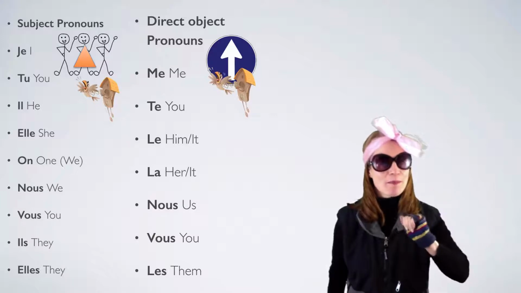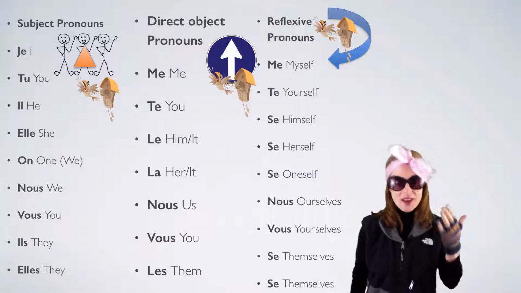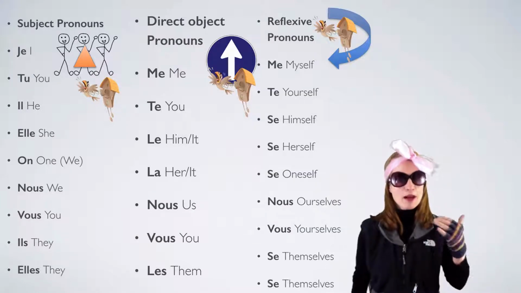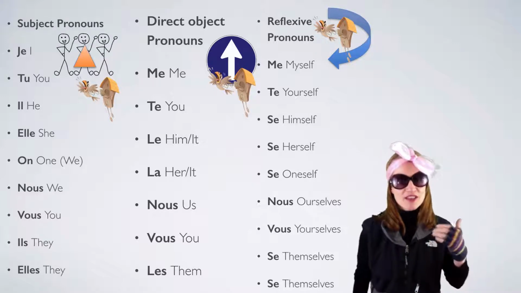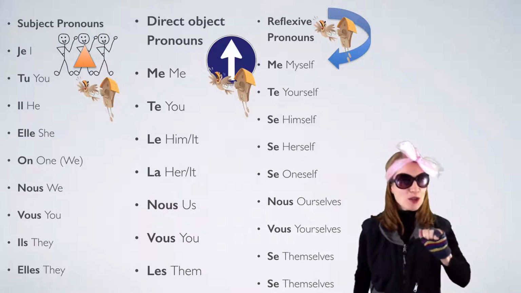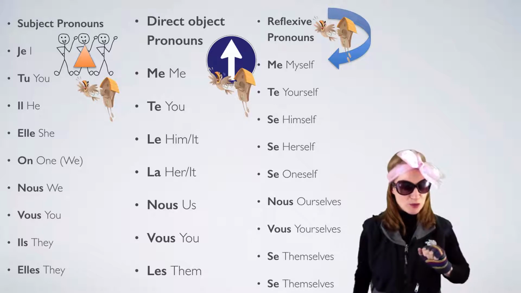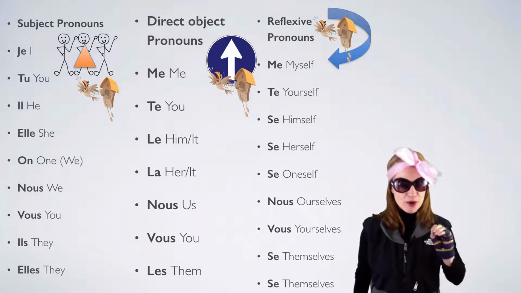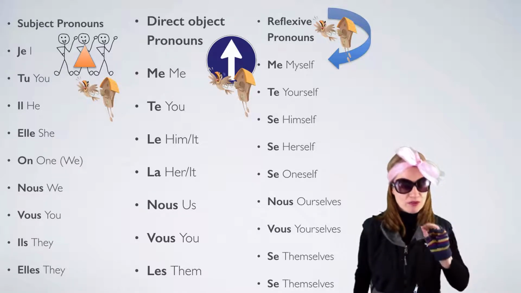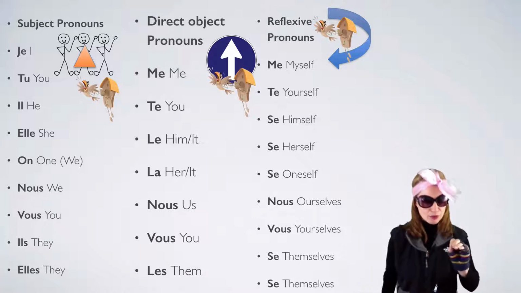Him, her, them. The reflexive pronouns, myself, yourself, himself, herself, etc. Me, te, se, nous, vous, se. Direct object pronouns and reflexive pronouns go before the relevant verb.